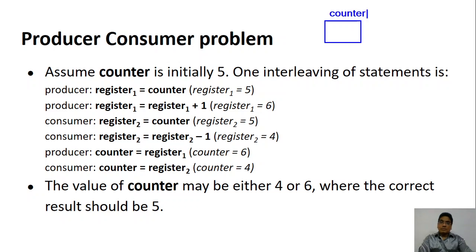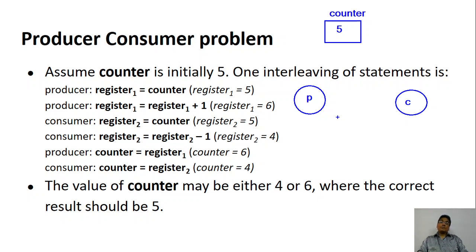So here is the counter value. Let's assume that the counter value is 5. And I am going to take two processes here. One is the producer and the other process is the consumer. So what happens if they don't synchronize their activity? What is going to happen?